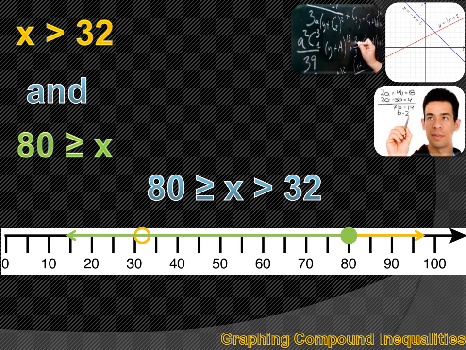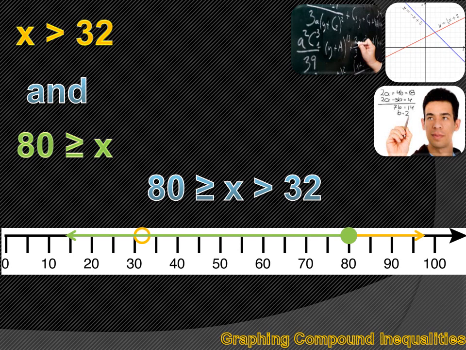I can also see that 90, while it will work for x is larger than 32, because 90 is larger than 32, it won't work for 80 is larger than or equal to x, because 80 is not larger than or equal to 90. So this section out at the extreme right also doesn't work for the compound inequality 80 is larger than or equal to x, which is larger than 32. What we've seen is the area to the right of one extreme and the area to the left of the other extreme don't work for both inequalities.